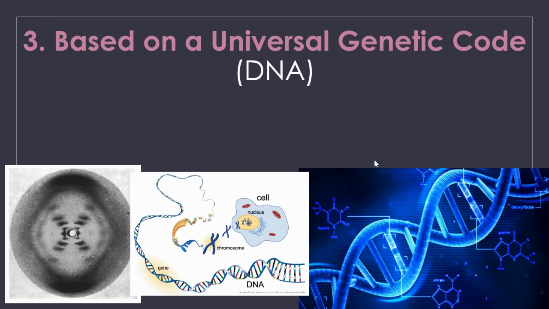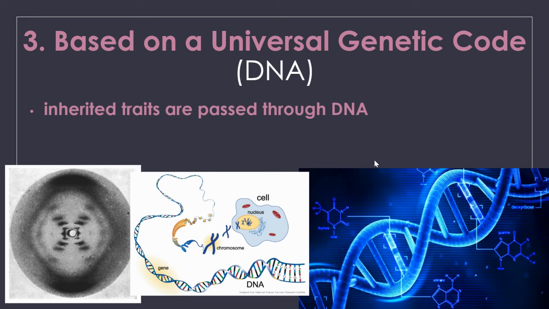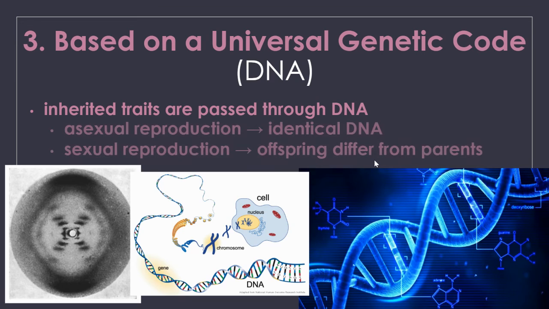Next, all living things are based on a universal genetic code, which in most cases is DNA. Occasionally it's RNA, but most of the time it's DNA. And that is how you get inherited traits passed from one parent to the next. It comes through the DNA. And in asexual reproduction, you get offspring who have identical DNA to their parents, and in sexual reproduction, the offspring are different from their parents. And you are already kind of an expert on DNA and how DNA copies from previous modules.